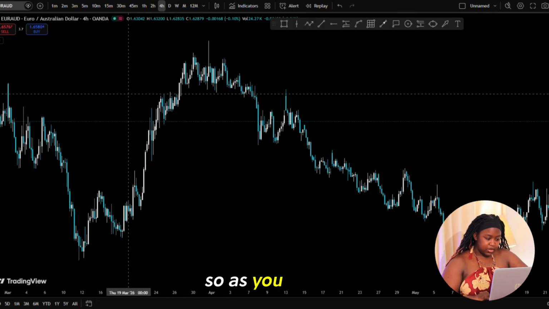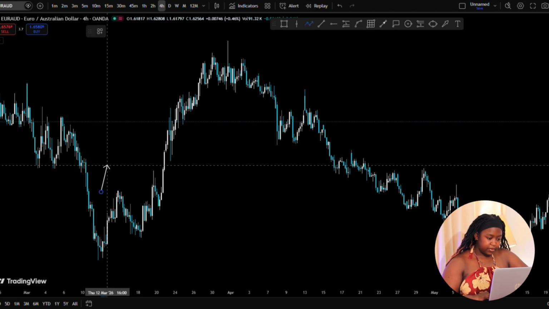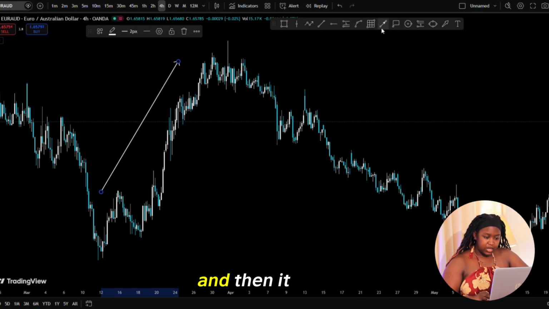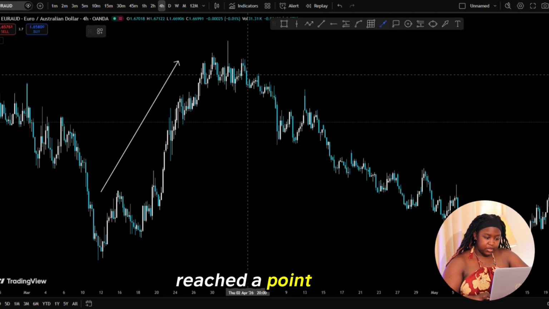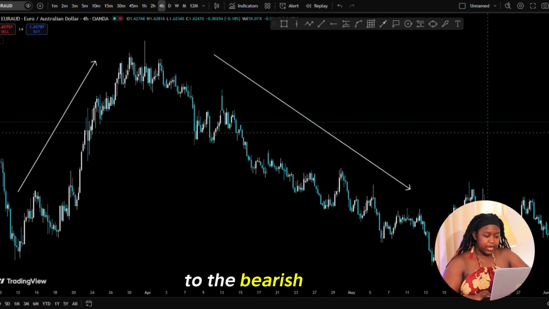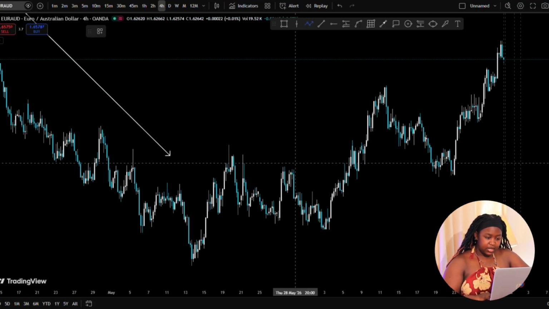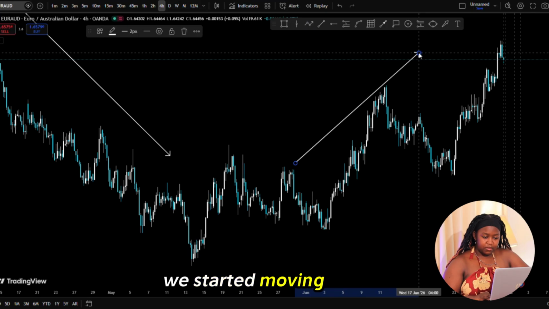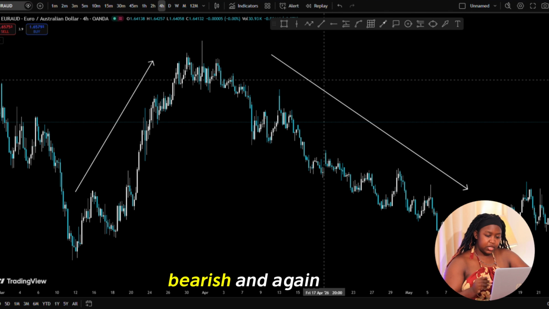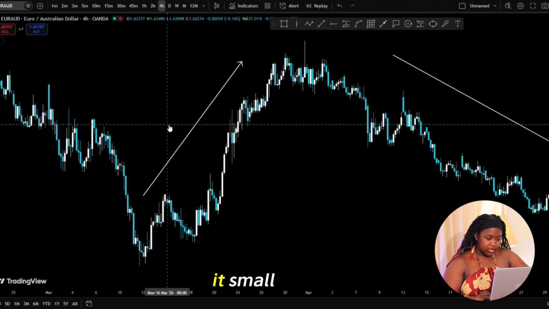So guys, as you can see from here, price is moving to the upside, meaning we are bullish, and then it reached a point where price broke structure. We started moving bearish, and then again we started moving to the upside. So here we have a bullish, bearish, and again a bullish. So let's analyze it more.